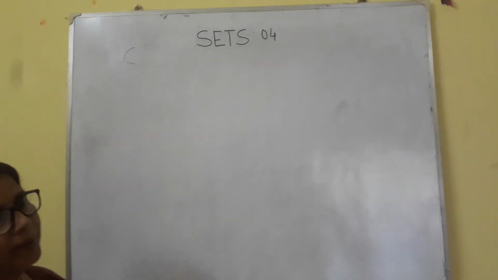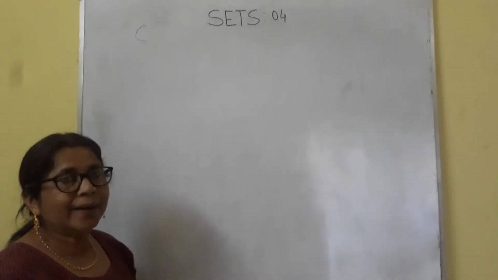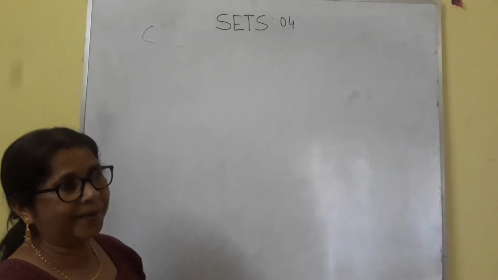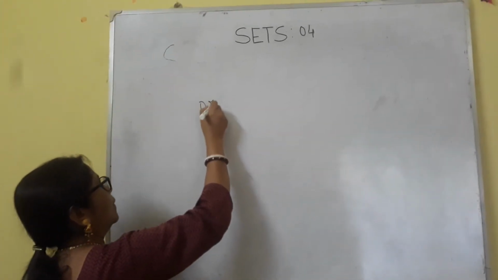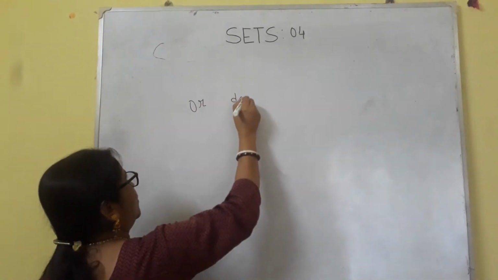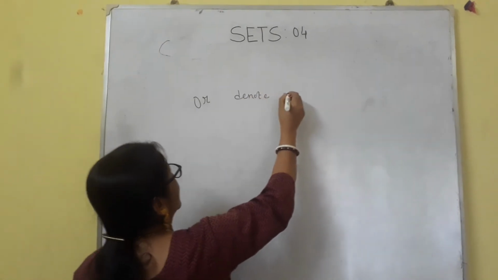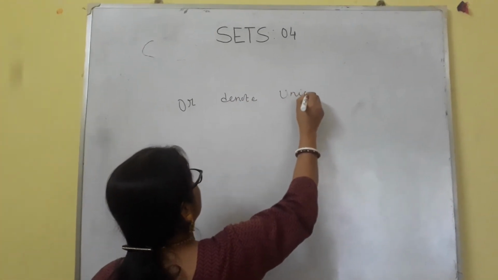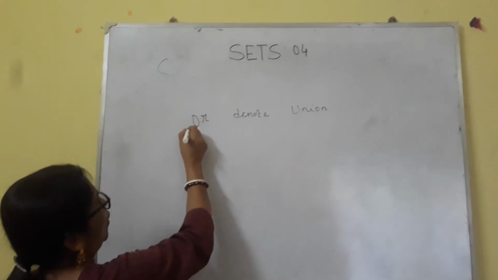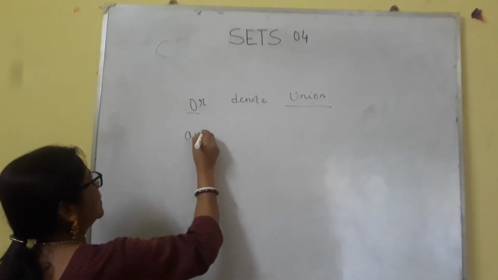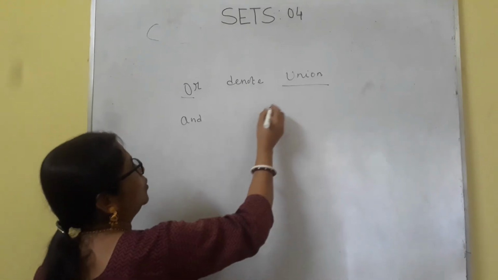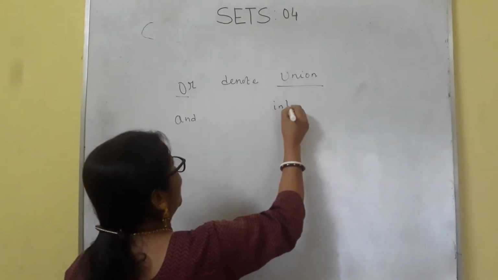When we discuss problems related to our daily life, in those cases the word "or" denotes union of sets, and "and" gives a clue of intersection of sets.